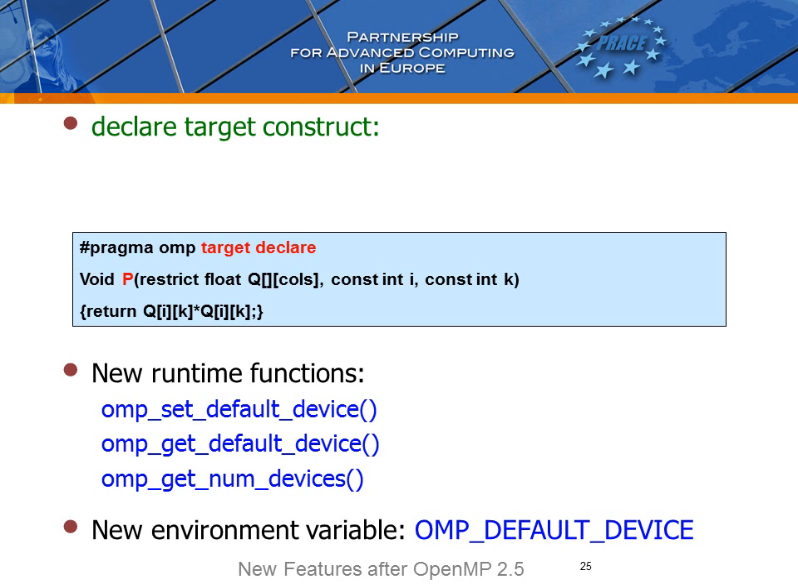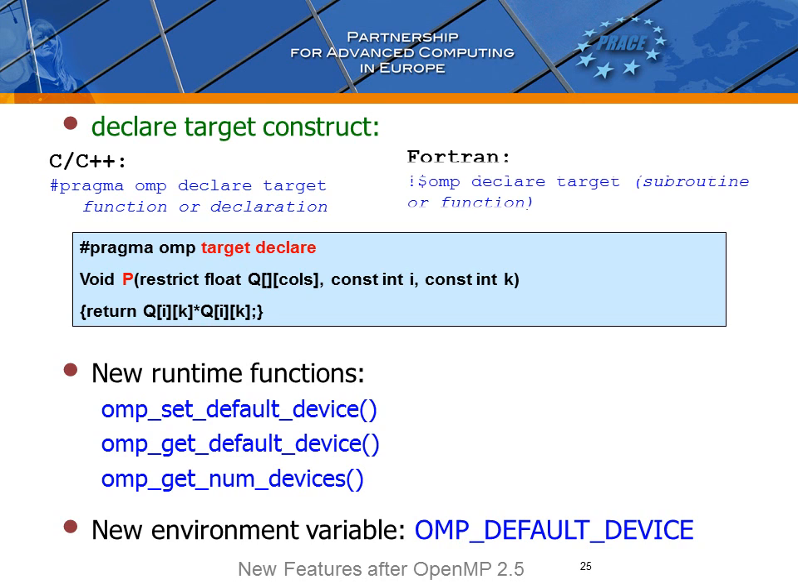The declare target construct can be applied to a function in C, C++, and Fortran, or a Fortran subroutine to enable the creation of a device-specific version that can be called from a target region. Some runtime library functions and an environment variable associated with the accelerator model are listed here.